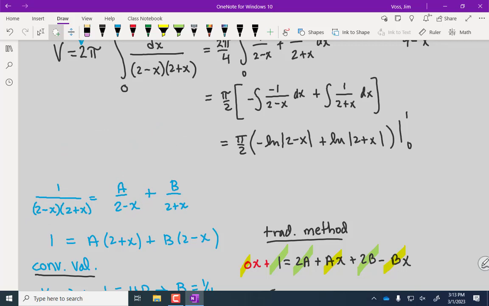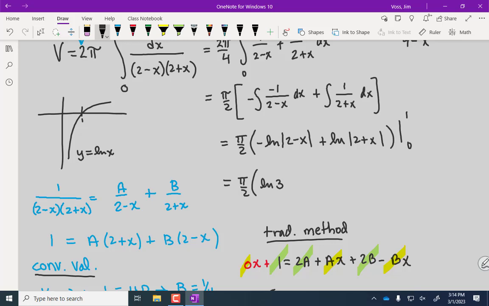So plugging in 1 is going to give us, right there, if we plug in a 1, 2 minus 1 is 1. Natural log of 1 is 0. The natural log function looks like that. There's 1. So that term is going to be 0. And then we end up with natural log of 3, plugging in 1.